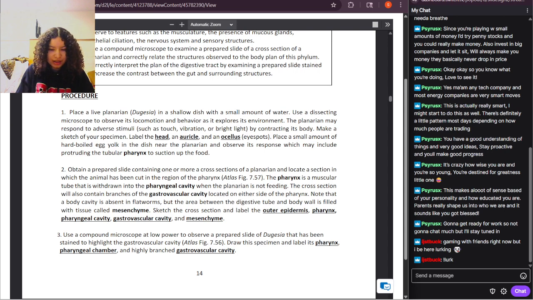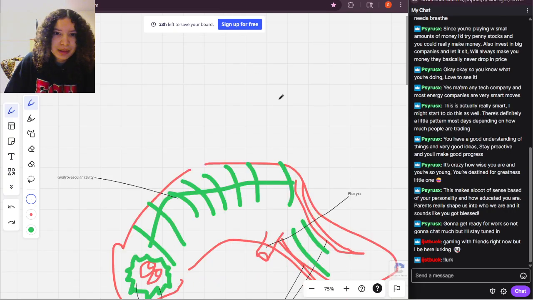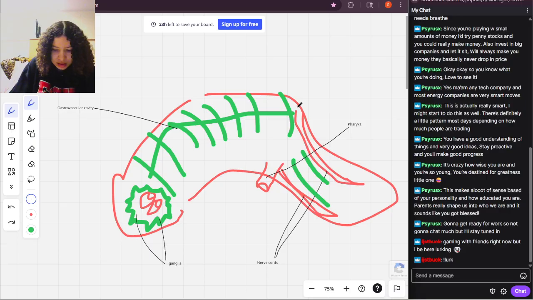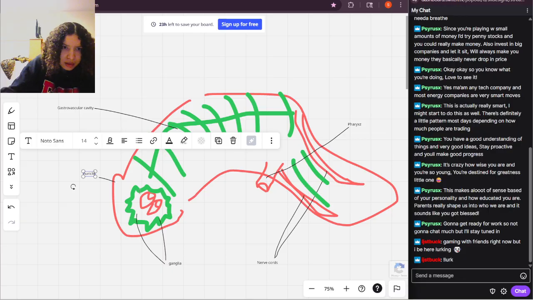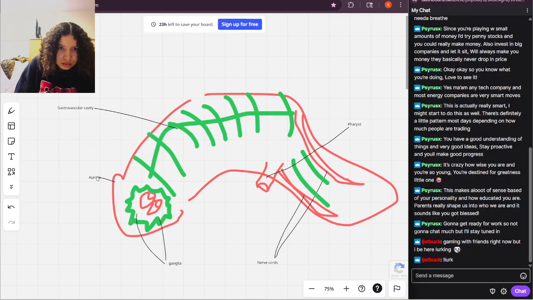Let's look at the anatomy of this thing that it wants us to draw. Okay. And I think this is the thing we just drew. The auricle is just this side thing, which we'll add. Okay, so it's a chemosensory organ.